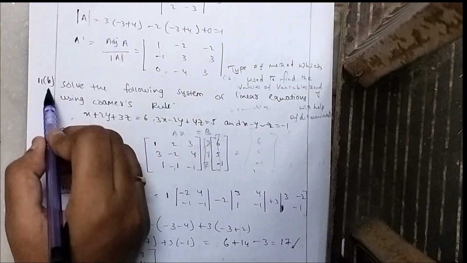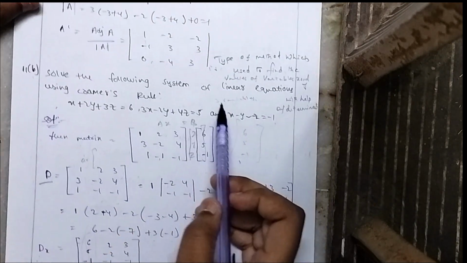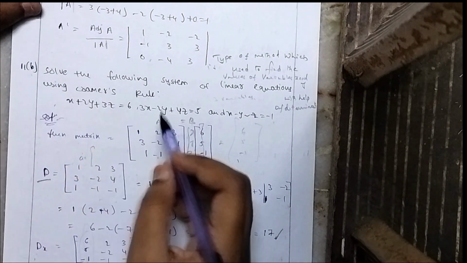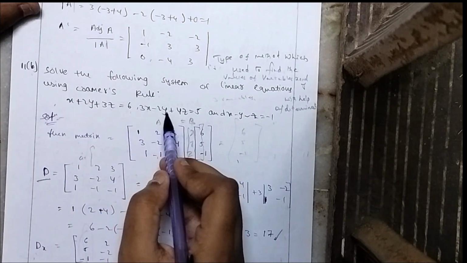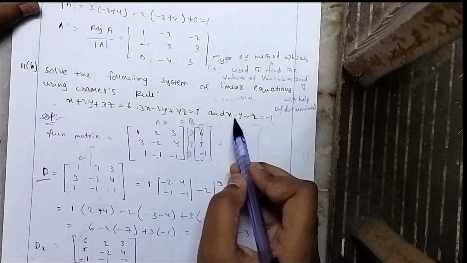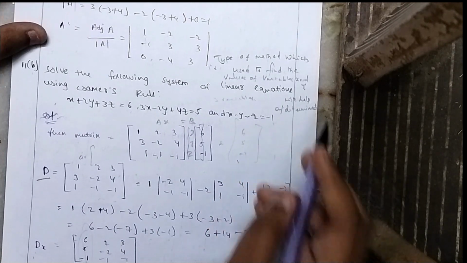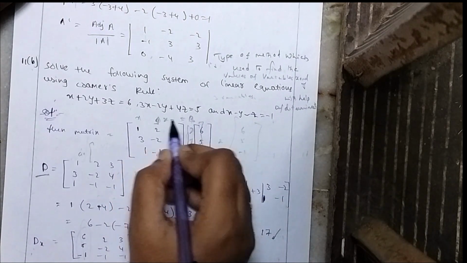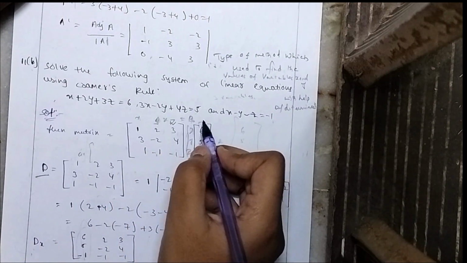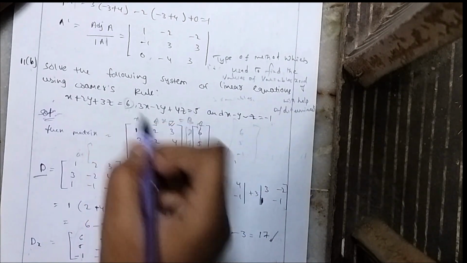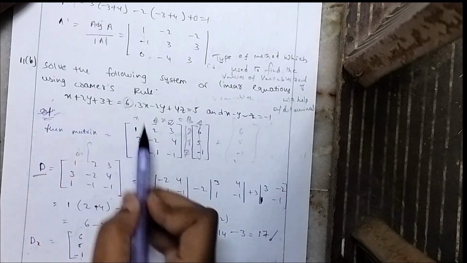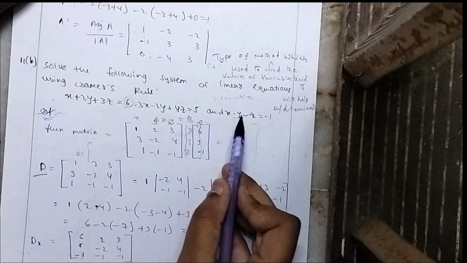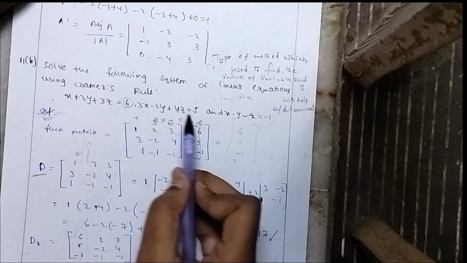Next one, 11th one. Solve the following system of linear equations using Cramer's rule. x plus 2y plus z equals 6, 3x minus 2y plus 4z equals 5, and x minus y minus z equals minus 1. So taking here x coefficients, here y coefficients, here z coefficients, and here this side let us take as constants. So 1, 2, 3, and here 3, minus 2, 4, and here 1, minus 1, minus 1, 6, 5, minus 1.